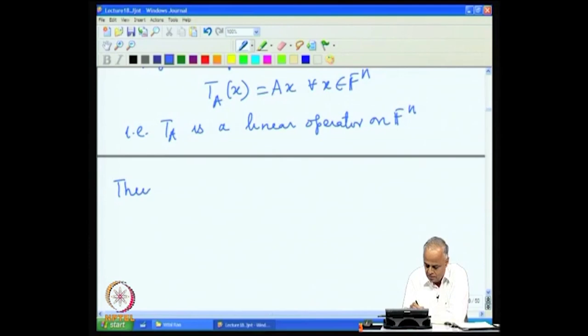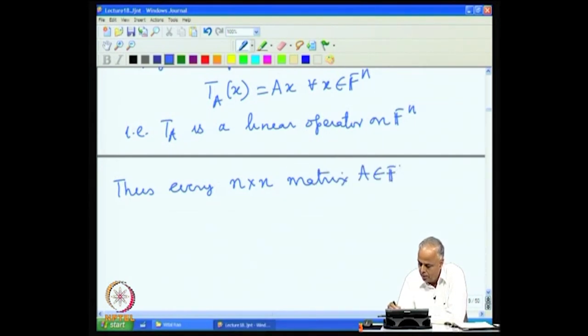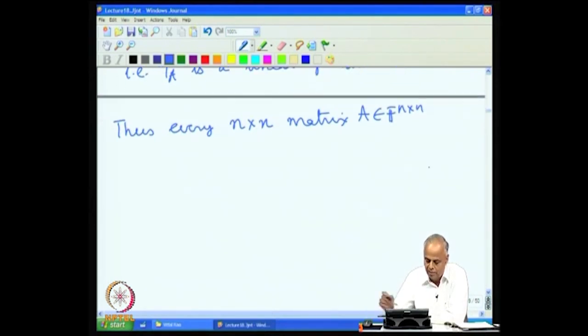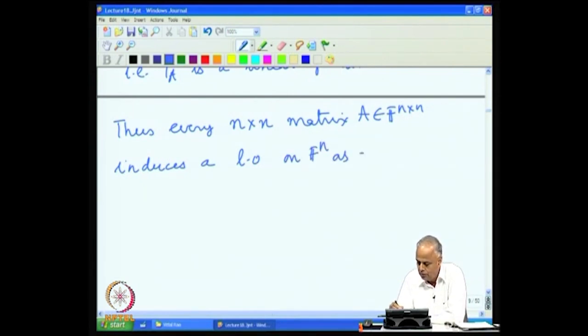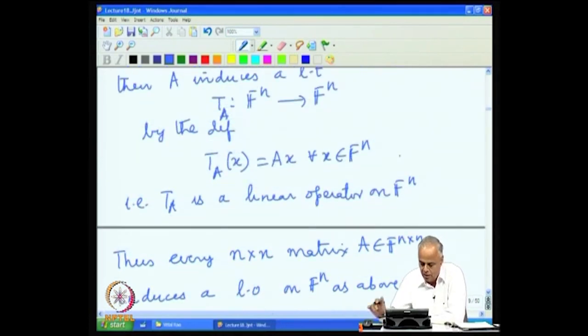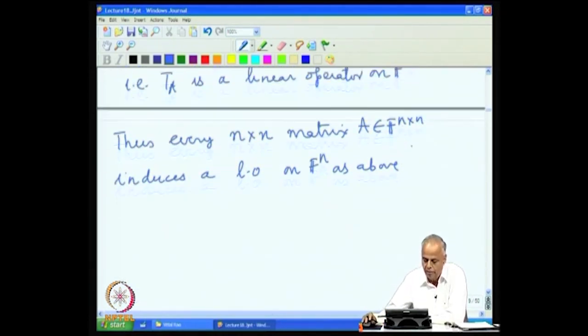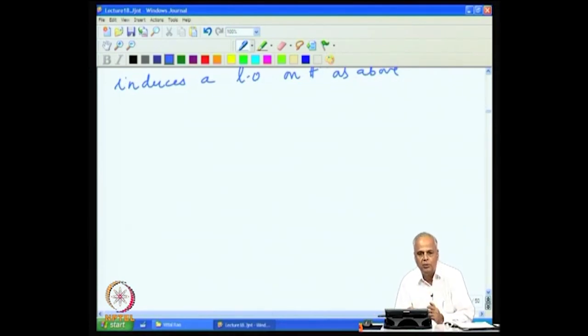So, thus every n by n matrix A in F n by n, where all the entries are from the field F, induces a linear operator. We will write LO for linear operator on Fn. How does it induce? As above, that is Ta x is equal to Ax. So, every m by n matrix induces a linear transformation from Fn to Fm. Every n by n matrix induces a linear transformation from Fn to Fn and hence a linear operator on Fn.